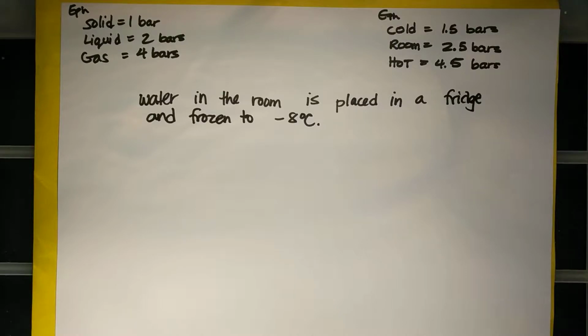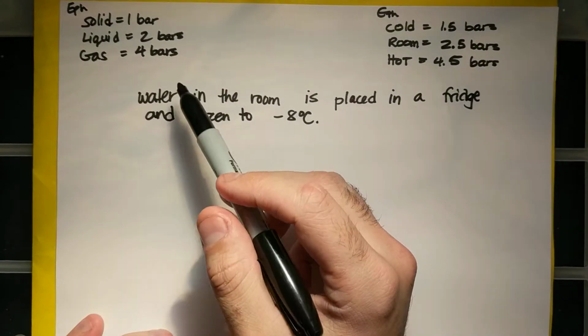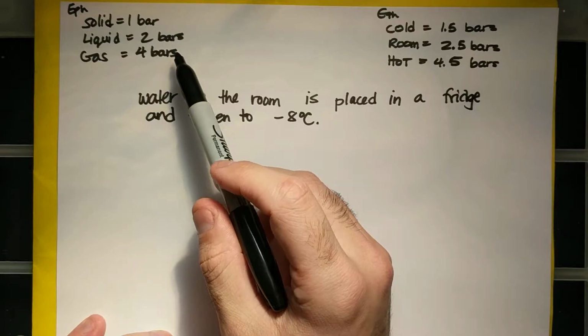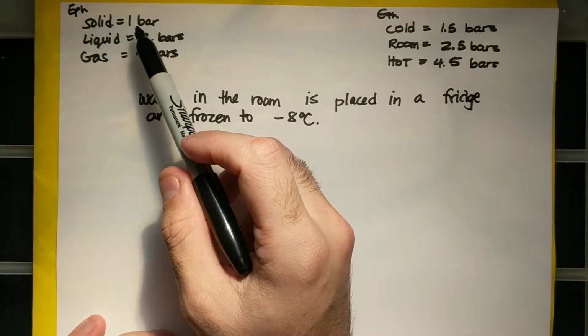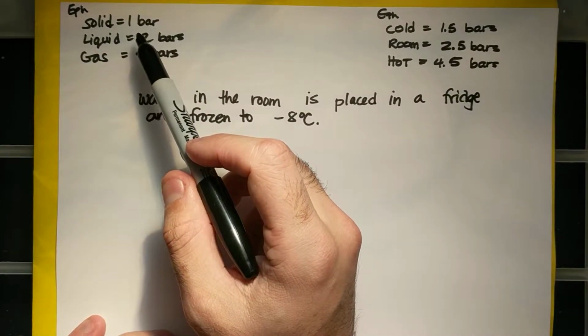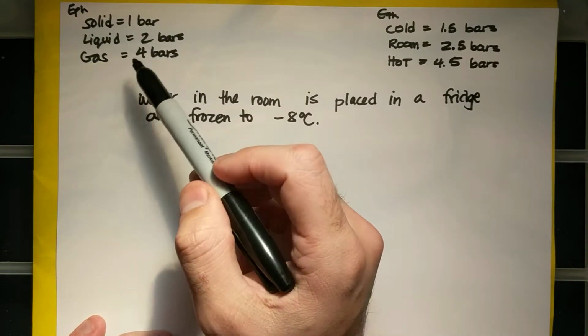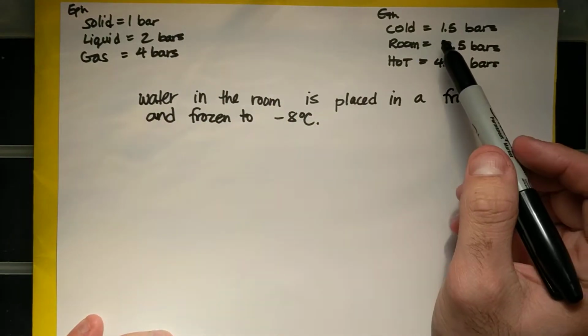I wanted to make sure this was a little bit of a review, just in case you were not following along or you were absent. Just a little reminder, we had some convention with phase energy. We said for a solid, that would be represented with 1 bar, liquid 2 bars, gas would be 4 bars.